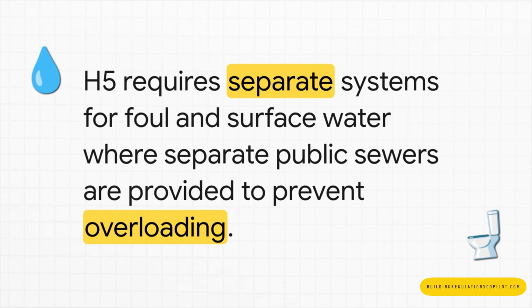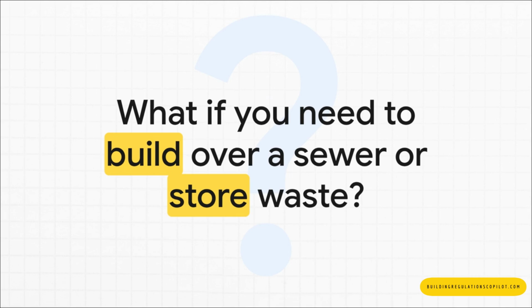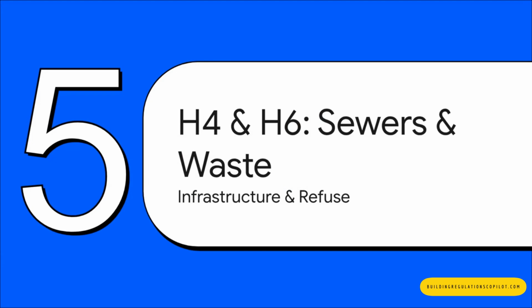Nobody wants that. So, we've talked about all the new pipes and drains leaving the building, but what about the infrastructure that's already in the ground? What if you find out there's a sewer running right where you want to build your new extension? And what about just the bins? And that brings us to our last couple of sections, H4 and H6. They cover two very different but very practical issues. H4 is all about the rules for building over or near existing sewers, and H6 deals with the everyday need for storing your household rubbish.